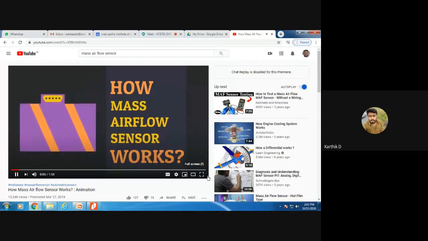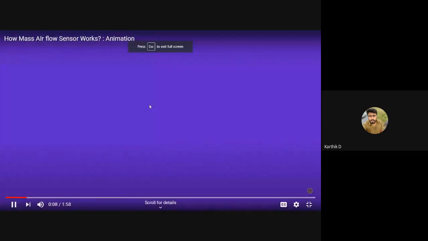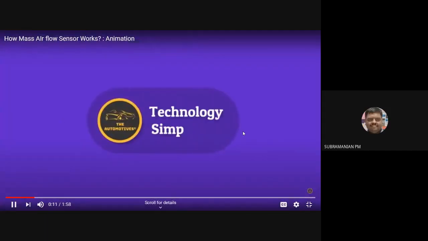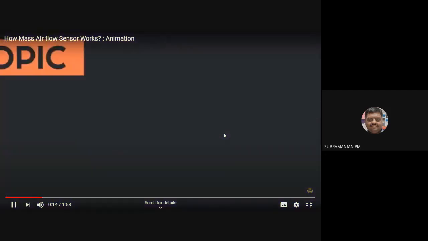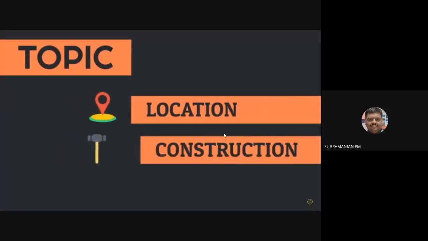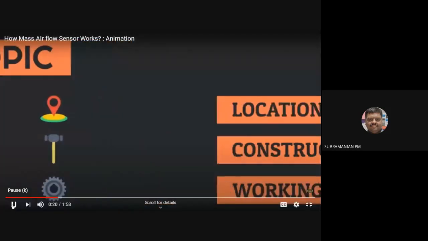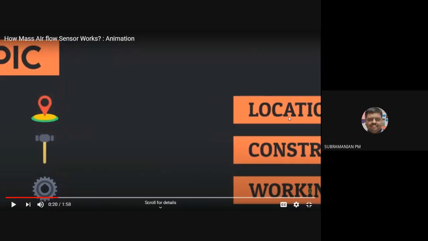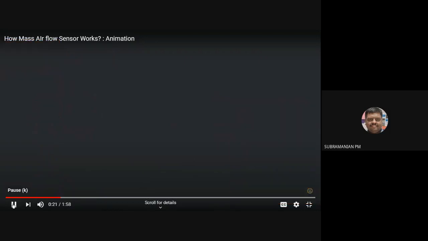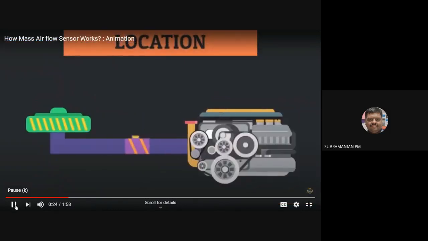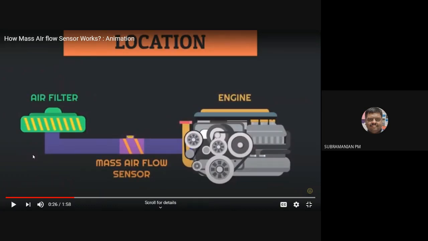See, what the problem is... video, you see this audio, I'll be explaining it. See what they are telling us: where to locate the mass airflow sensor, how it is constructed and how it works, they are going to explain. Now we're starting with the location. So what they are doing now, they are providing it in the throttle body or inlet manifold. This one will be the inlet manifold, that is, once air enters, we'll have the air filter. So after the air filter, they are going to keep the mass airflow sensor.